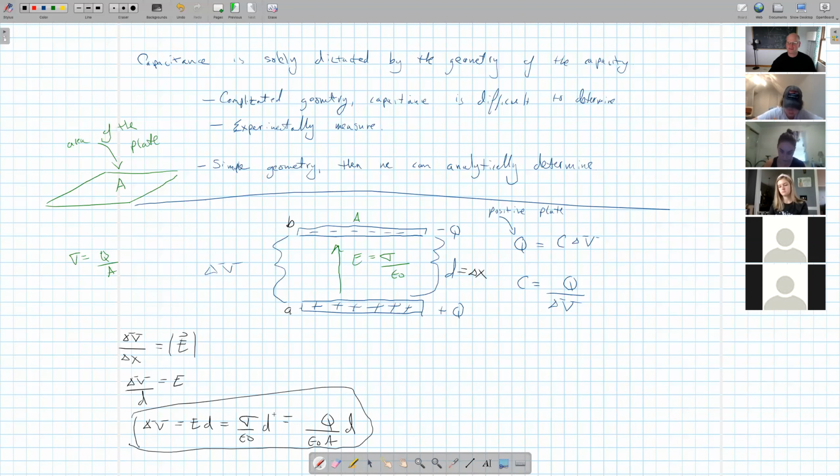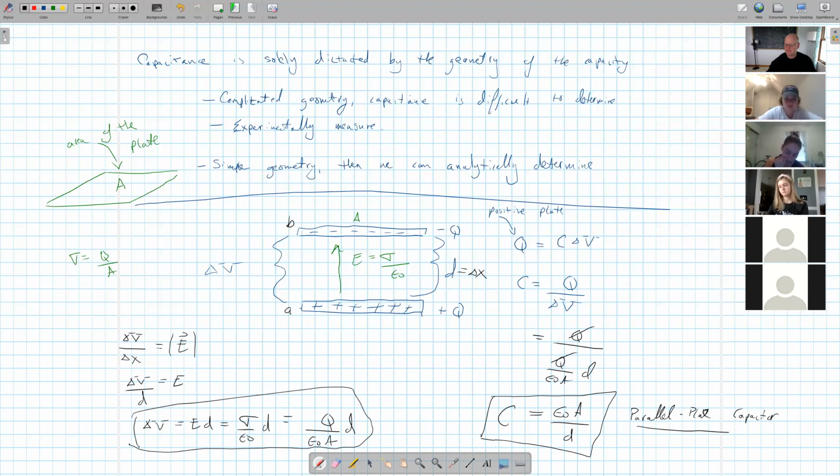Is that okay? Let's plug that in here. The capacitance is equal to the charge divided by the potential, but the potential is the charge times the distance divided by epsilon naught times the area. These two charges are the same, so they cancel out. This is a 1 over a 1 over, so that moves to the top. This is the same thing as epsilon naught times the area divided by the distance. So this is the capacitance for a parallel plate capacitor. We're going to use this a lot.